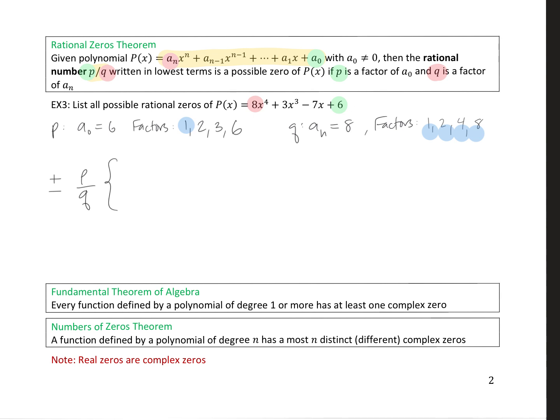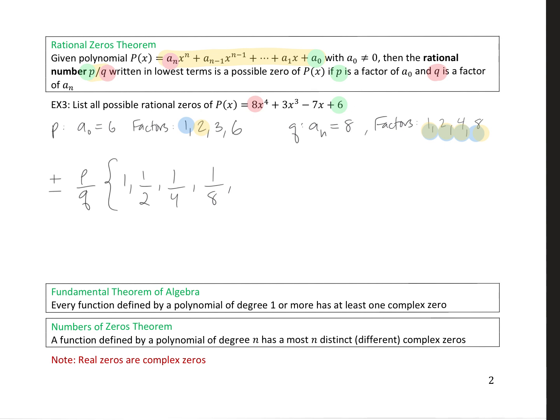So first off, I have 1 divided by 1, which is just going to be 1. Then I'll do 1 divided by 2, which is a half. Then again, the 1 divided by 4, which is a fourth. And then the 1 divided by 8, which is, again, an eighth. All right, so I did the 1. Now let's go ahead and move on to 2. I'll go ahead and do the same thing, divide it by each of those factors.